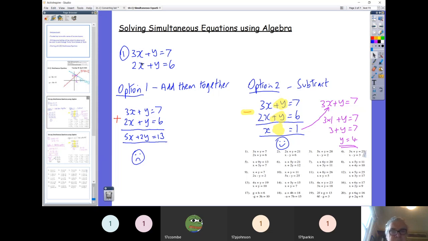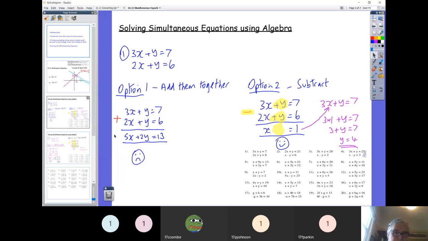Now, say for example you decided to add these two equations together, and you could have done that, that's a possibility. So we're going to do 3x plus 2x, we're going to do y plus y, and we're going to do 7 plus 6. So 3x plus 2x, because we're adding them together, is 5x, 1y plus 1y is 2y, and 7 plus 6 is 13.